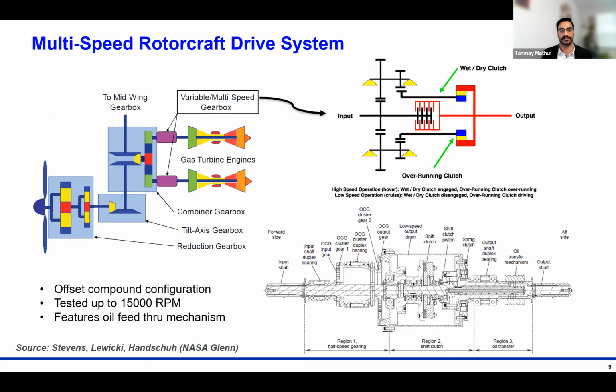So this kind of architecture enables you to have two different speeds while maintaining a single engine speed. So you don't have to vary the engine speed anymore to get the required speed output at the rotor. And this leads to gains in efficiency, but at the same time, it comes at the cost of adding some weight. This concept also features some new technologies like a rotating oil-free feed-through mechanism, which we'll talk about in later slides.